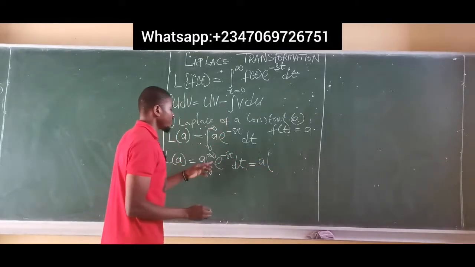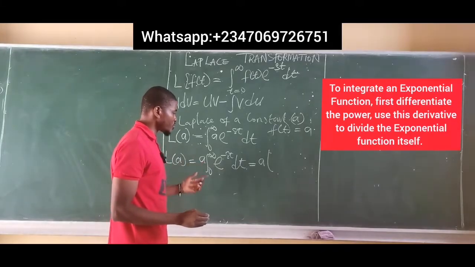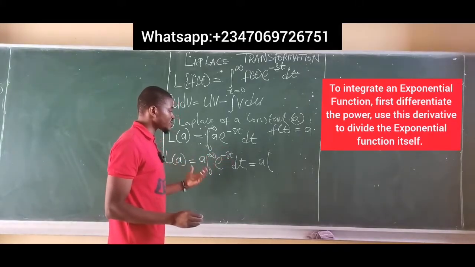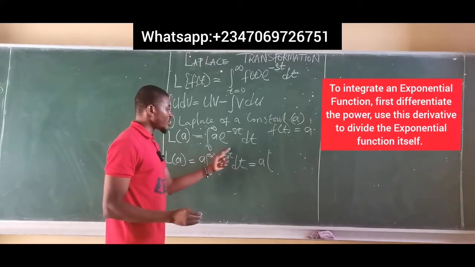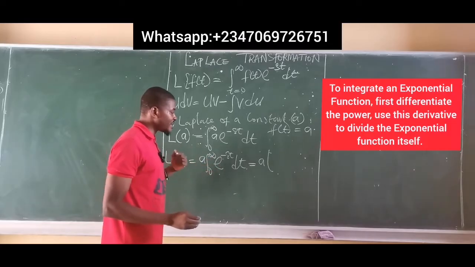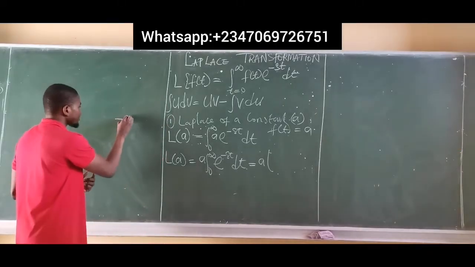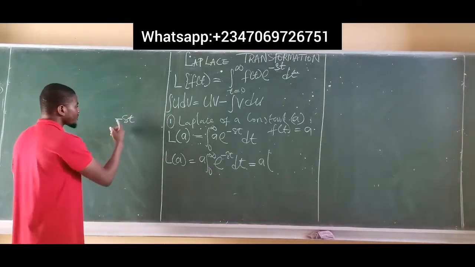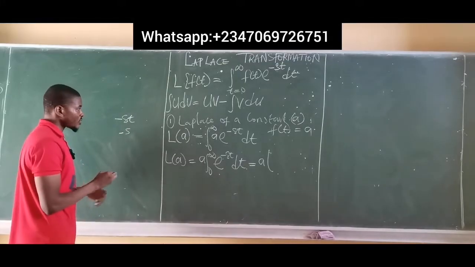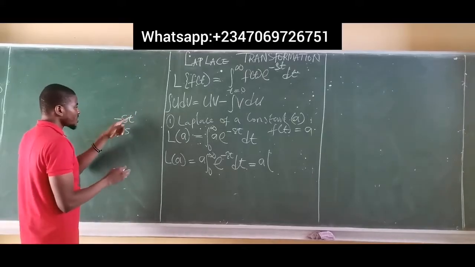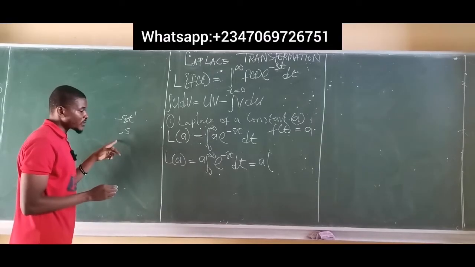Now you know that to integrate an exponential function, I've said this over and over, what do you do? Differentiate the power with respect to where you're integrating to, in this case now dt. So differentiate the power of the exponential function and then divide the exponential function by this derivative. The power in this case is minus st. If I differentiate this function with respect to t, I'm simply going to have minus s as the result, because t here is to the power of 1. So if I differentiate t here, it becomes 1. Hence, I'm left with only s. So I have minus s to be that derivative.